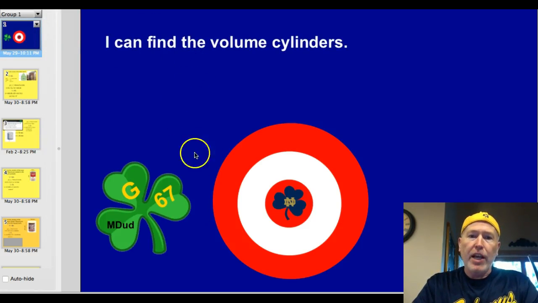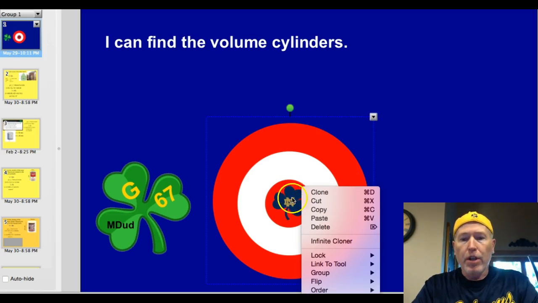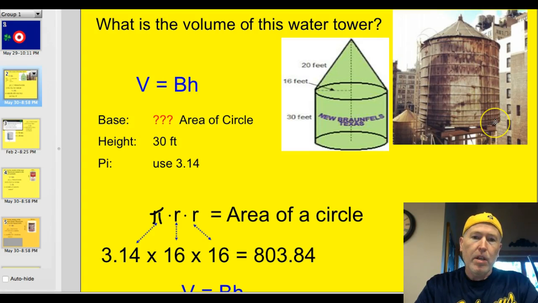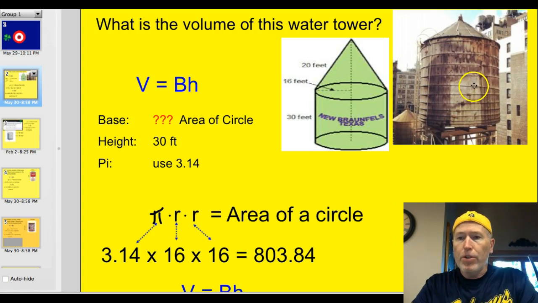Alright, tonight officially I can find the volume of cylinders. Let's do this thing. What is the volume of this water tower? All these primitive looking water towers here were just cylinders with a little cone or lid on there. The cone didn't hold water. It's just kind of help shed water, rainwater, and keep birds out. So we just need to find the volume of the cylinder down below it.